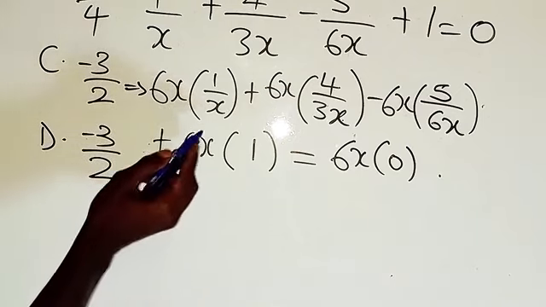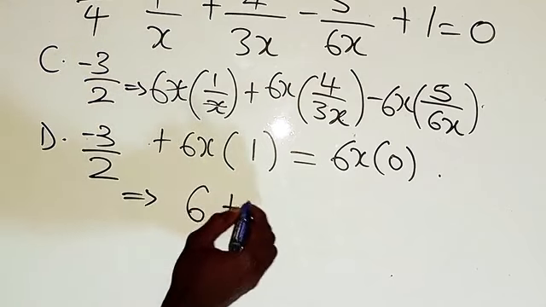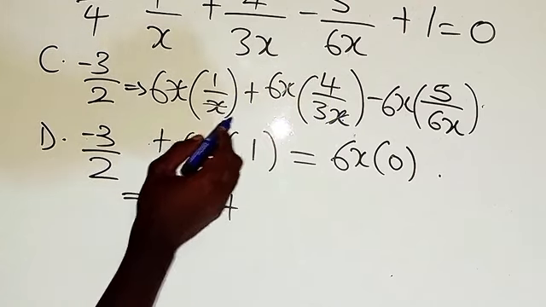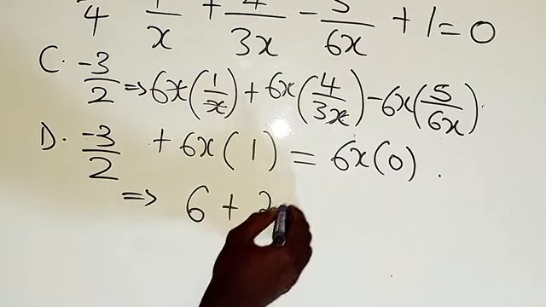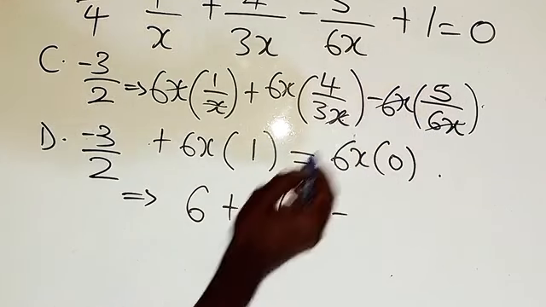Multiplying this by 6x, you can see that this x cancels here. 6 times 1, we're going to have 6 plus 6x, we cancel x here. 3 here, 1, 3 and 6, we have 2. We're going to have 2 times 4, then minus 6x, we cancel this 6x here.